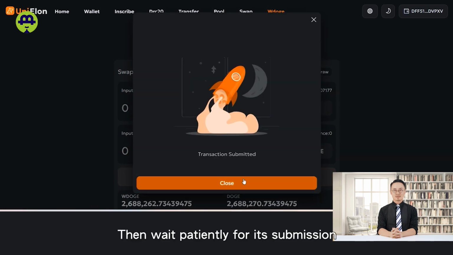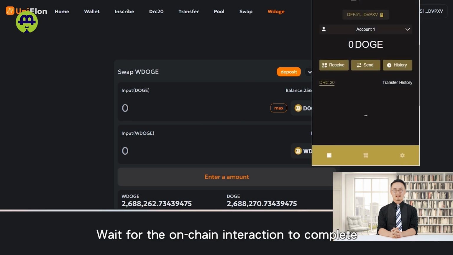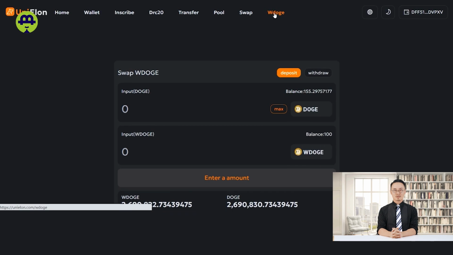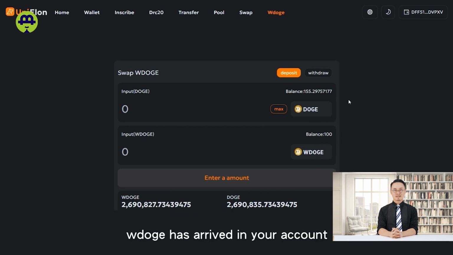Let us click send again. Then wait patiently for its submission. Wait for the on-chain interaction to complete. Dogecoin becomes the inscription version of the Doge. After a few minutes, the Doge has arrived in your account. We now need to add liquidity.